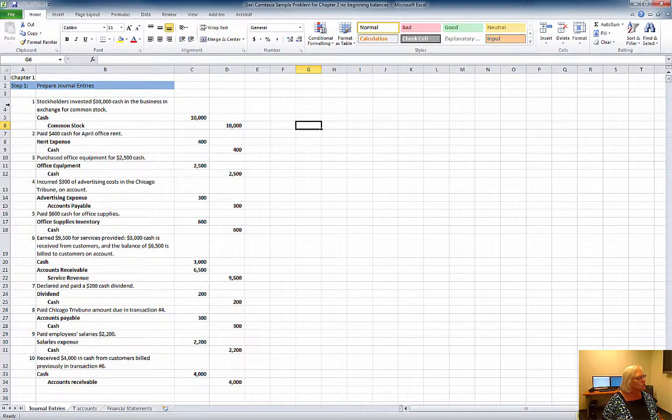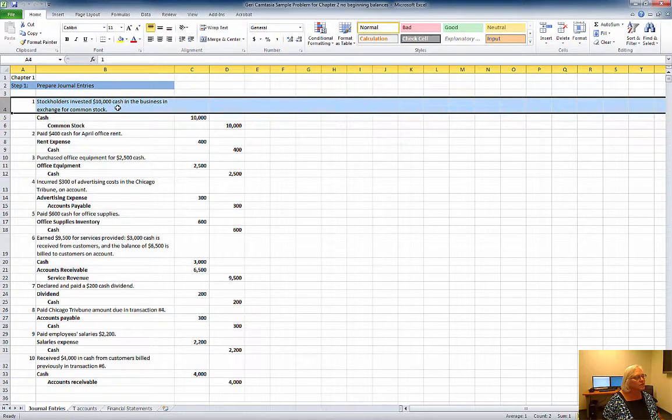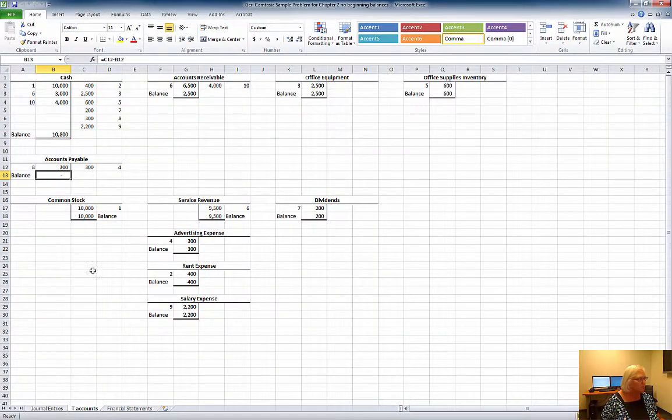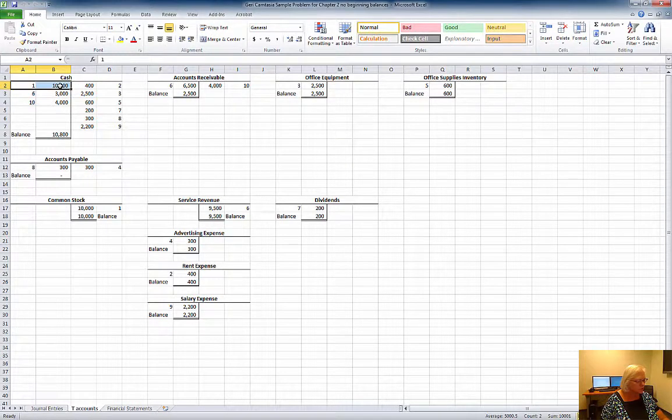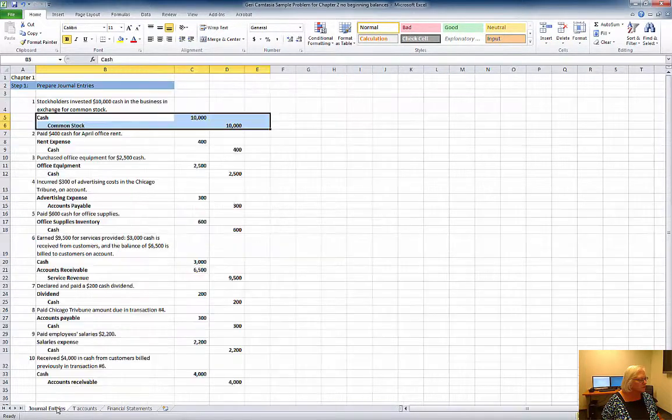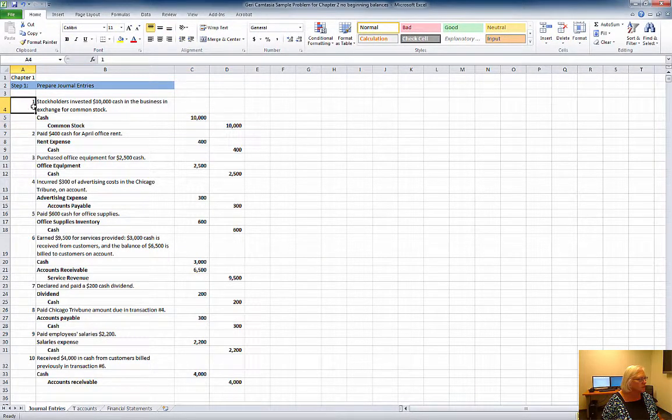Okay, so transaction number 1, stockholders invested $10,000 cash in the business in exchange for common stock. So we're going to debit cash and credit common stock, $10,000. I'll go ahead and post it to the T account right now. We're going to debit cash and credit common stock, $10,000. And I noticed that my posting reference is journal entry number 1, and this is journal entry number 1.